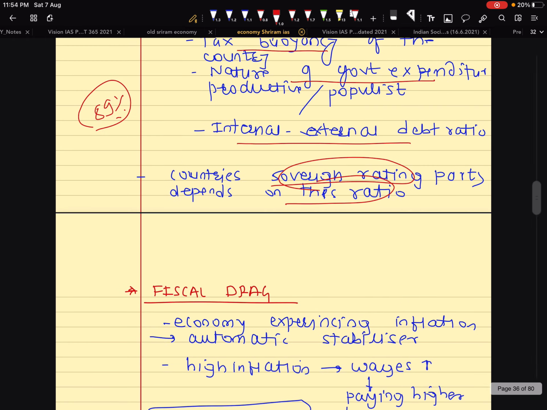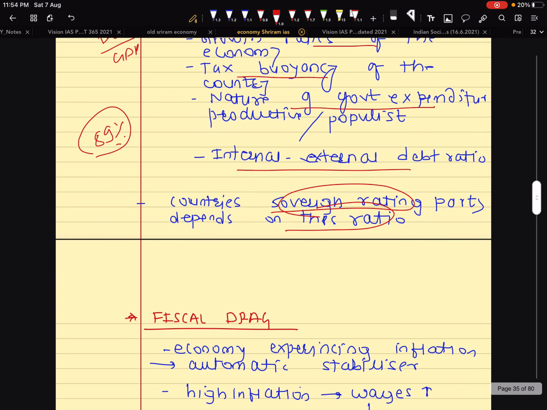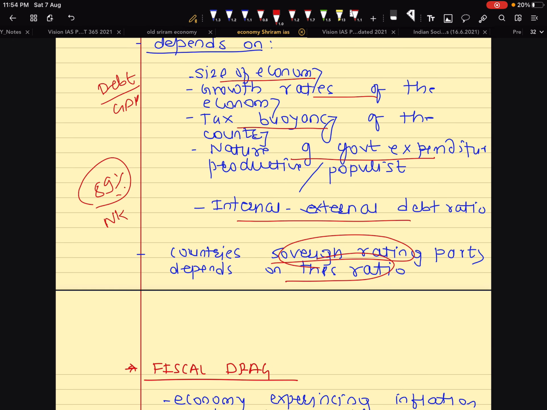After COVID it has increased, and the NK Singh committee on the FRBM Act has given a target: we have to bring it down to 60%, with 40% by the center and 20% by the states.